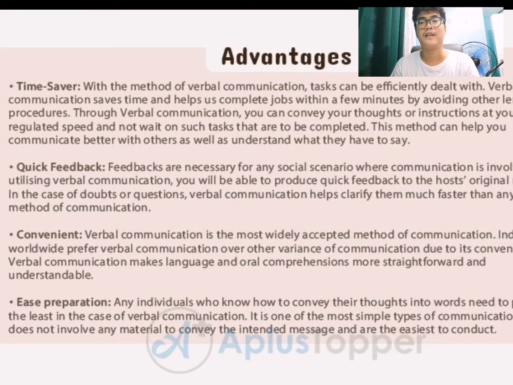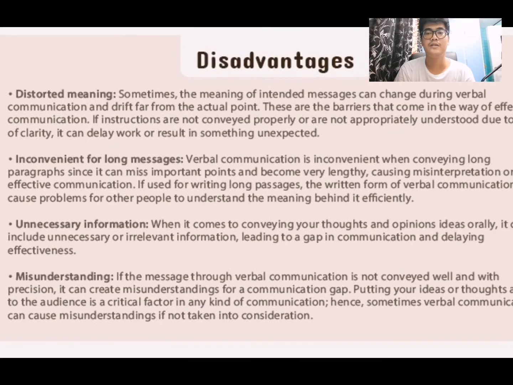Next is improved clarity. Verbal communication occurs in either oral or written form, hence the speaker or writer and the listener or reader can clearly understand the subject or context of the message. Therefore, it improves clarity. These are the disadvantages of verbal communication.